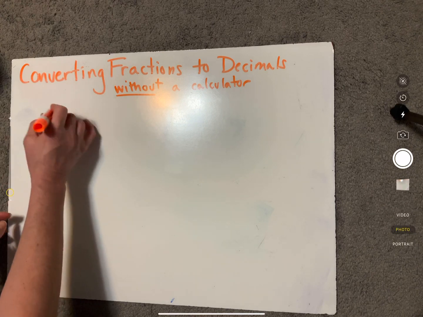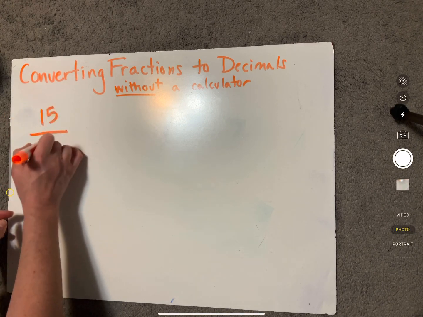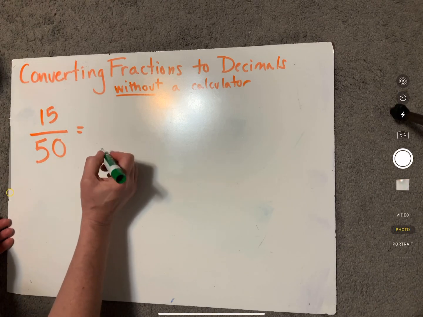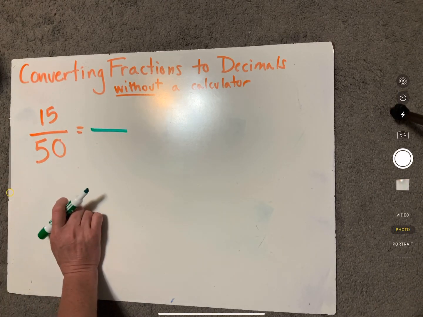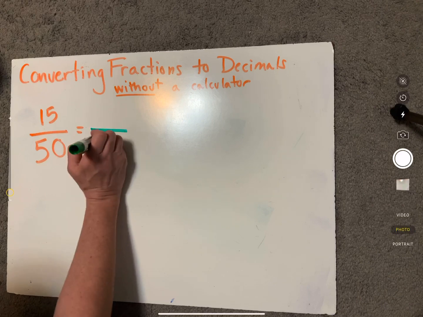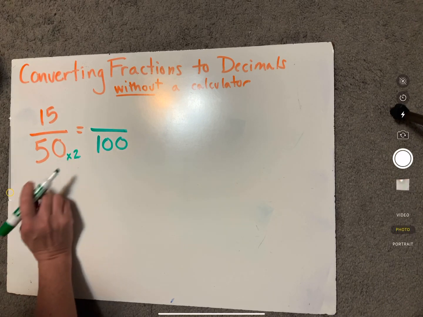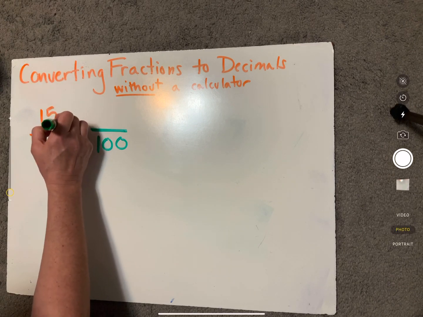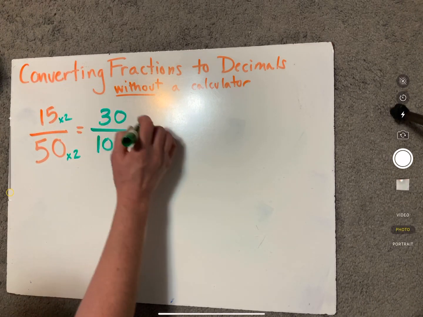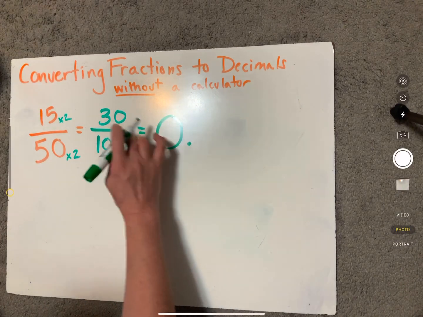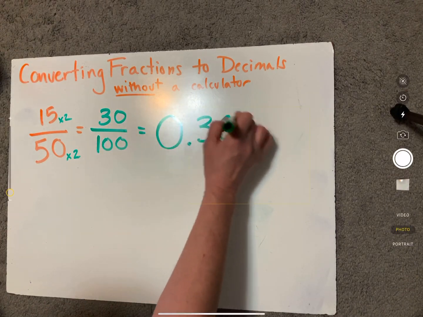Let's say I have 15/50. I could turn 50 into 100, right? By multiplying by 2. 15 times 2 would be 30. So I could write that as a decimal like this. So 30 hundredths would look like that.